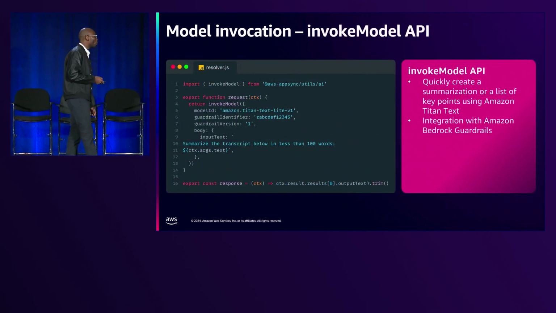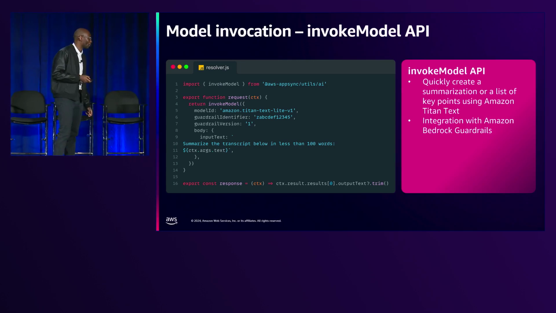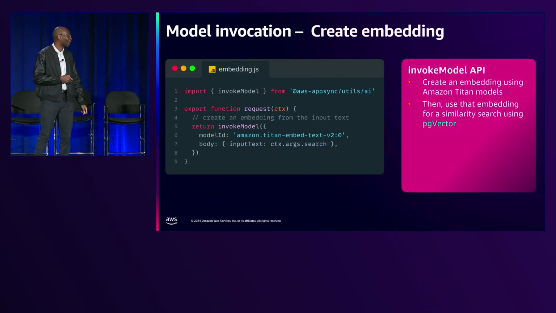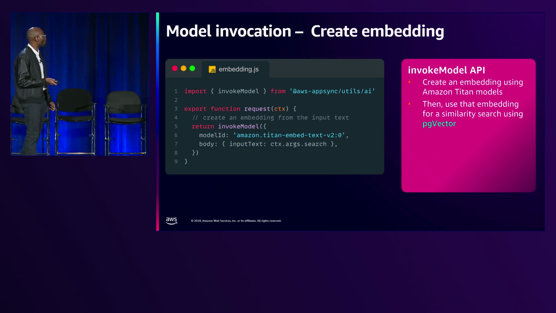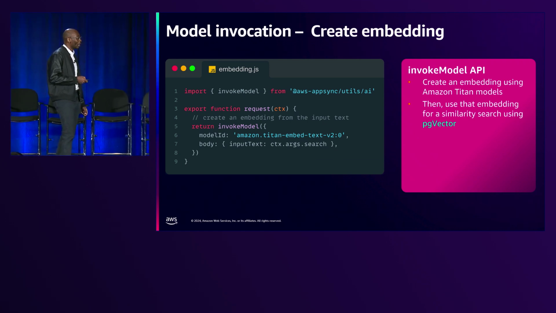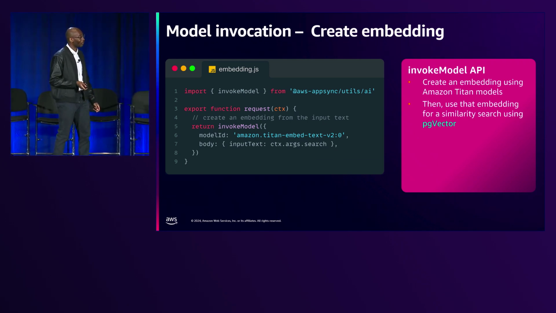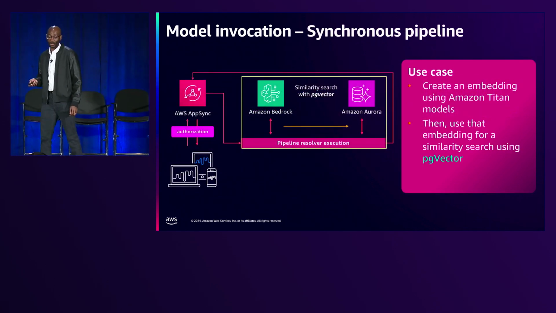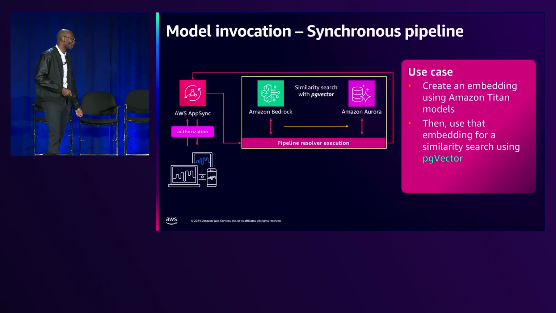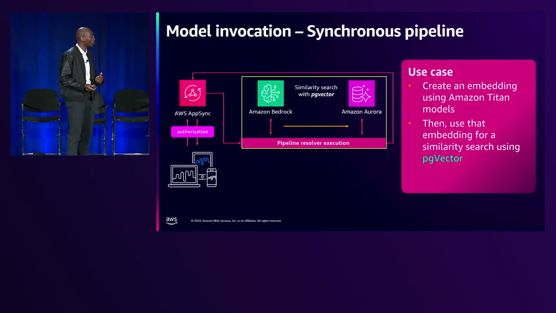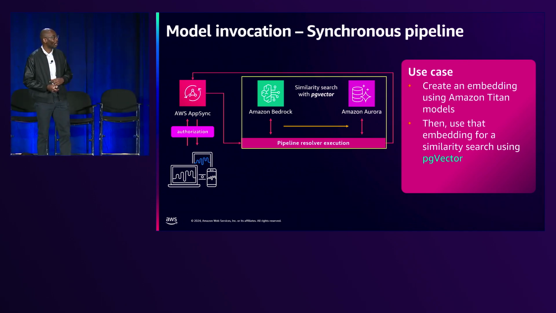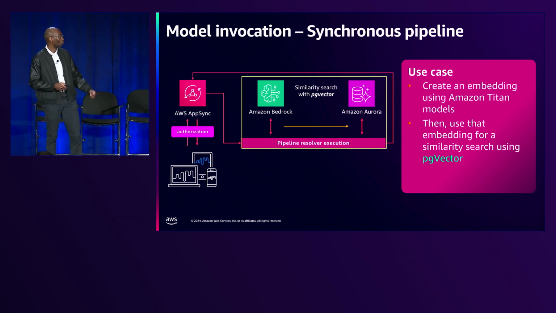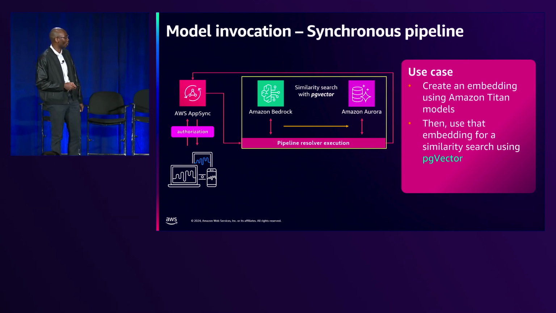I can also use the invoke model API to interact with something like Amazon Titan. I can do that to do summarization. I can create embeddings in the same way with the invoke model API. Embeddings are great because once I've got that embedding, I can use that embedding to do a similarity search in my Amazon Aurora database, right? We talked about the fact that we can easily interact with Amazon Aurora, and I can do that here to do a similarity search with an embedding that I've created from a request to Amazon Bedrock.